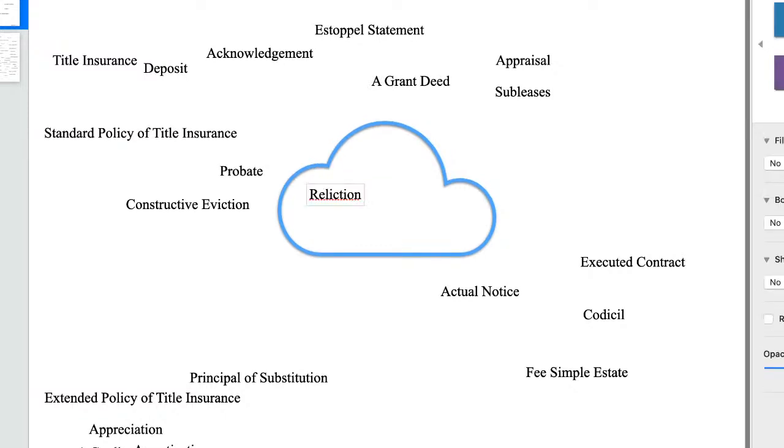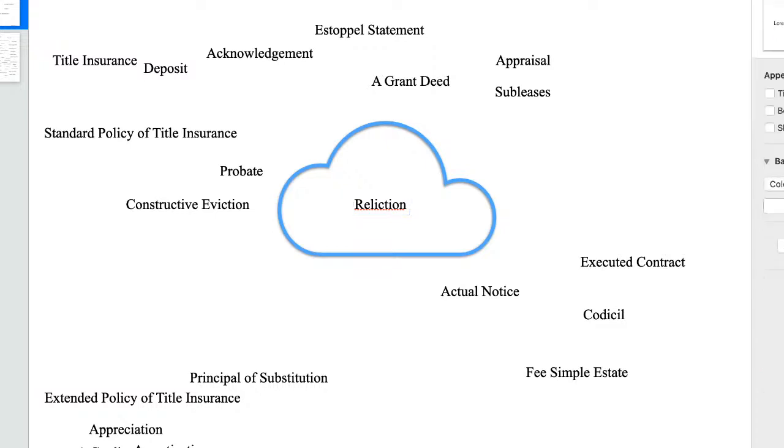As opposed to reliction, which is what? What is reliction? So avulsion is a very sudden and violent tearing away of land. So reliction is the increase to land. Good. Exposure of land. Nice job, everybody.